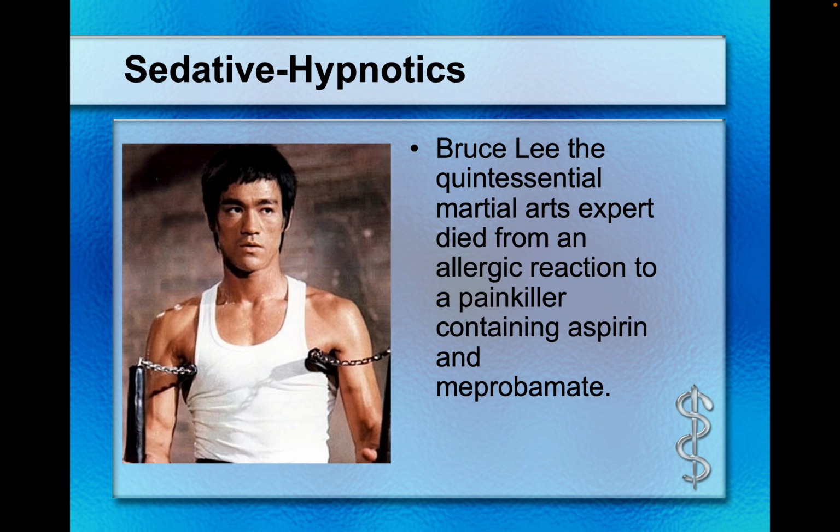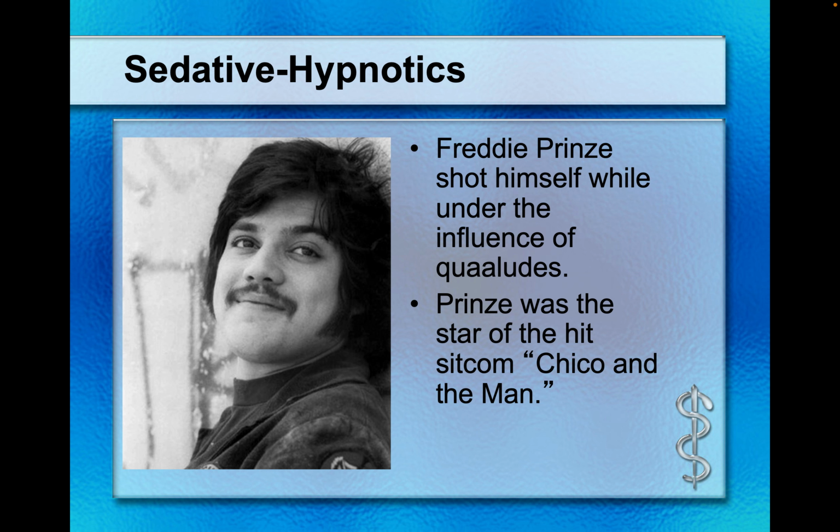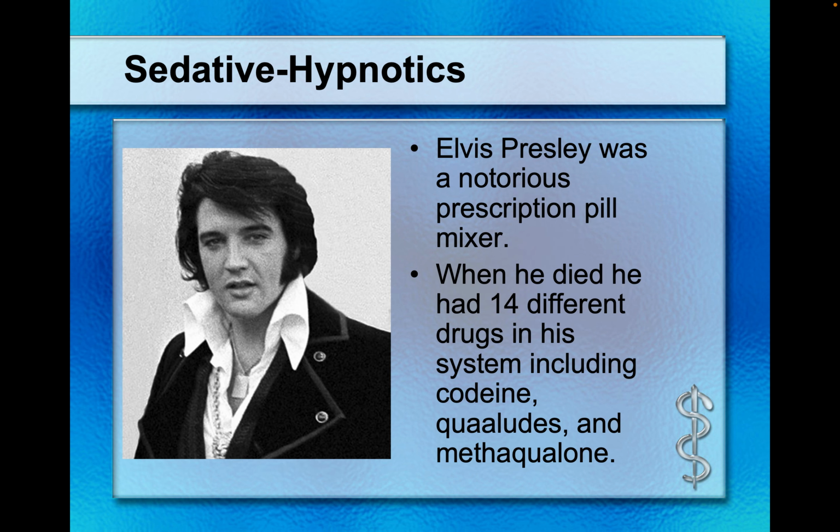Bruce Lee, the quintessential martial arts expert, died from an allergic reaction to a painkiller containing aspirin and meprobamate. Freddie Prinze shot himself while under the influence of Quaaludes. Prinze was the star of the hit sitcom Chico and the Man. Elvis Presley was a notorious prescription pill mixer. When he died, he had 14 different drugs in his system, including codeine, Quaaludes, and methaqualone.